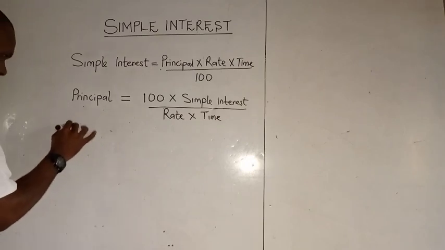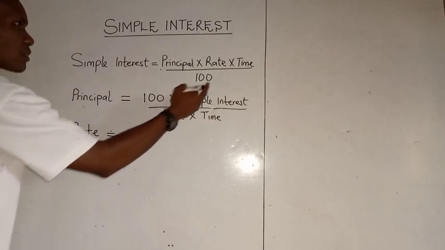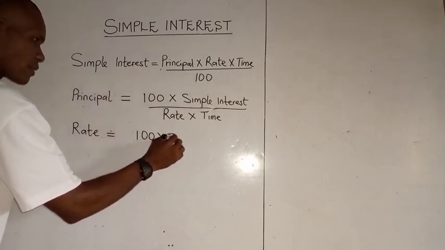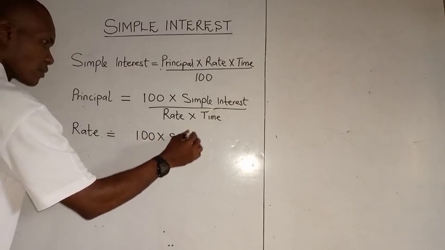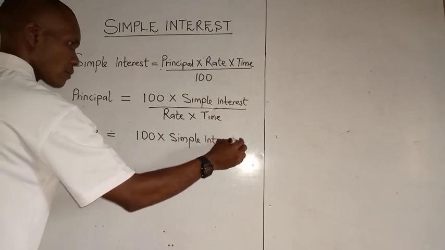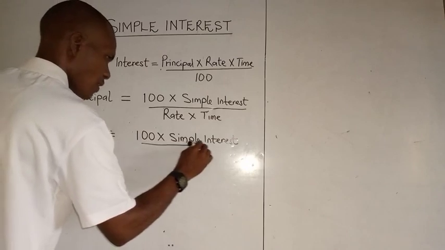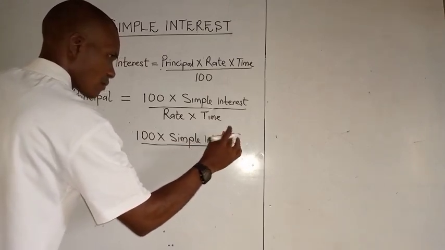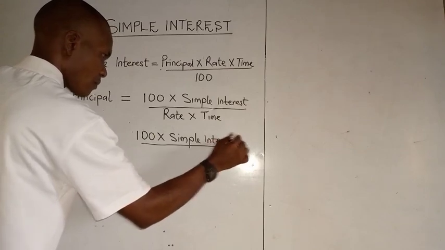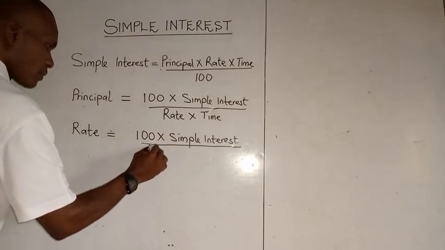Also, we can calculate for the rate. The rate is equal to 100 multiplied by the simple interest all over principal times time.